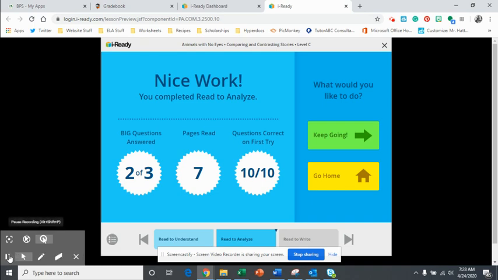All right, so now you are ready to go on to the final read. Read to write. Now remember, take a break. This was a rather long portion of the reading, so just take a break and come back to it on another day.